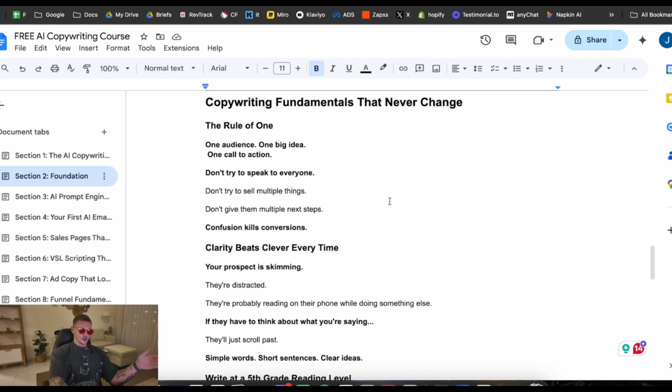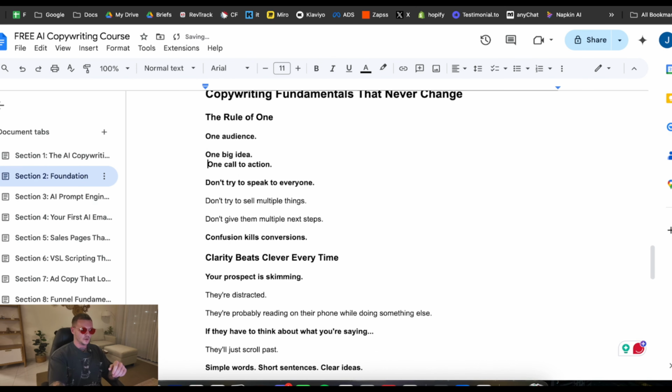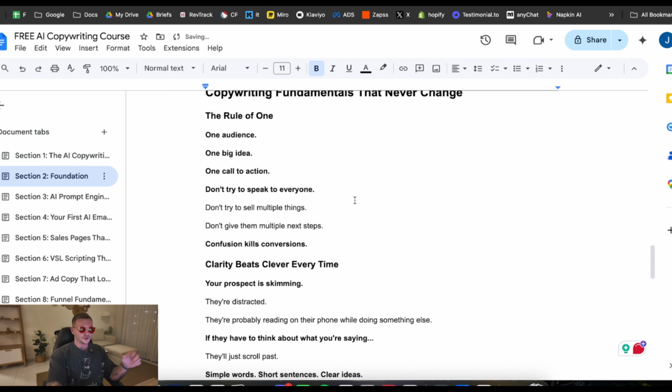Copywriting fundamentals that never change. So this is just some things to keep in mind. These are the big rules of copy. The rule of one audience, one big idea, one call to action. Pretty simple. You don't want to try and speak to everyone, because then you appeal to no one. You don't want to try and sell multiple things. You don't want to give them multiple next steps. You don't want to talk about too many different ideas in one sales page. The rule of one, just keep it simple.